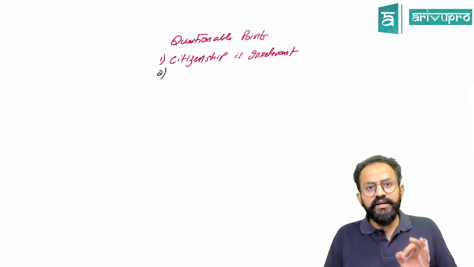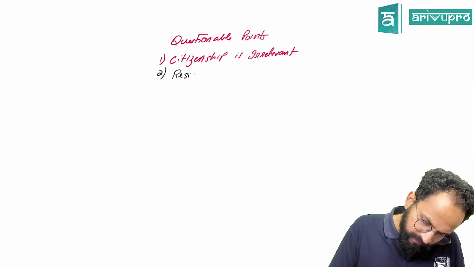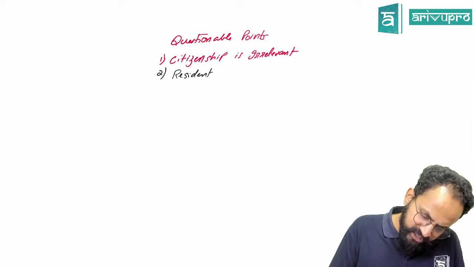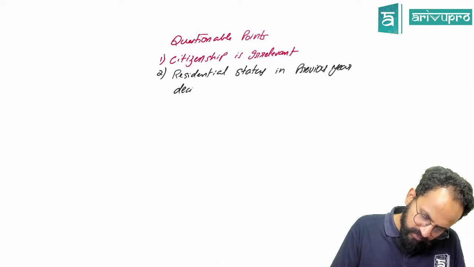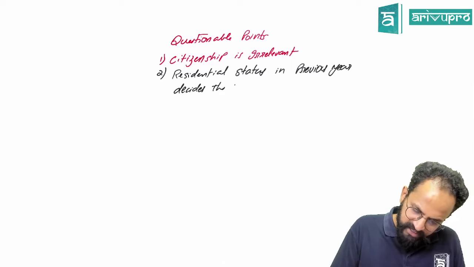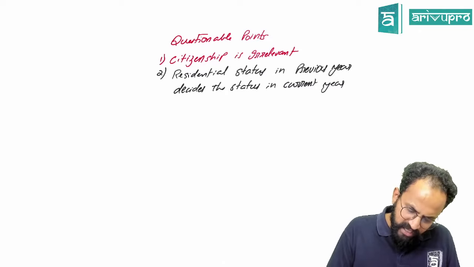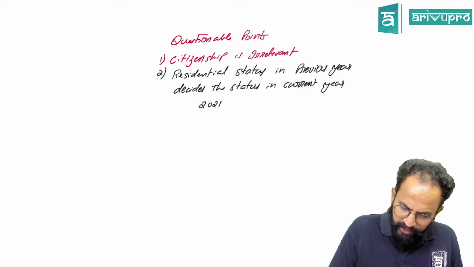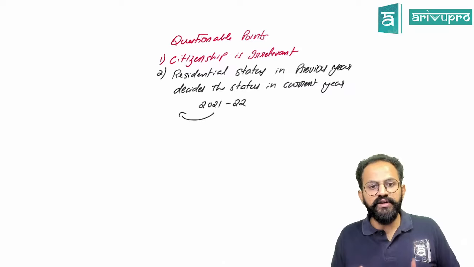Second one, to know whether a person is resident in India or not, we decide it based upon residential status in the previous year. The previous year decides the status in the current year. Meaning, people, listen carefully. If I want to know whether a person is a resident or not for the year 2021-22, then I need to consider the previous year's status. Nothing to do with this year. For now, clear, all of you?